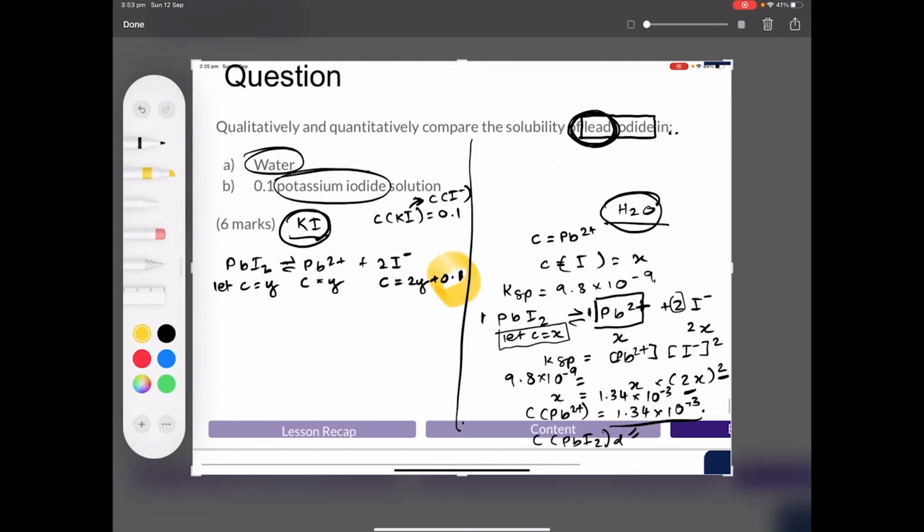Everyone with me? Then I'm going to apply the exact same steps. KSP is equal to, I'm not going to jump steps, Pb2+ times I minus squared, and that's equal to y times (2y plus 0.1) squared.